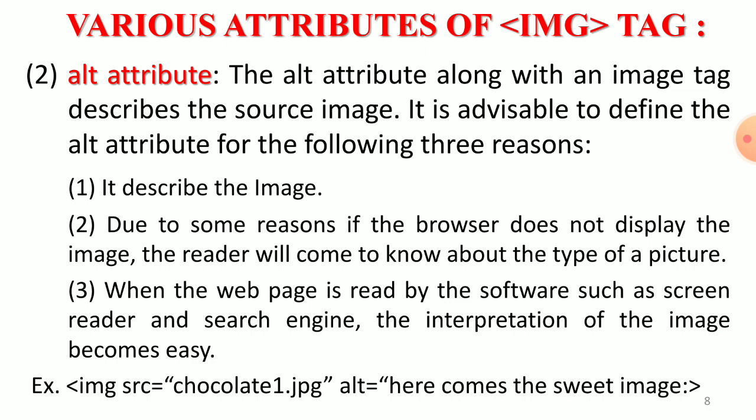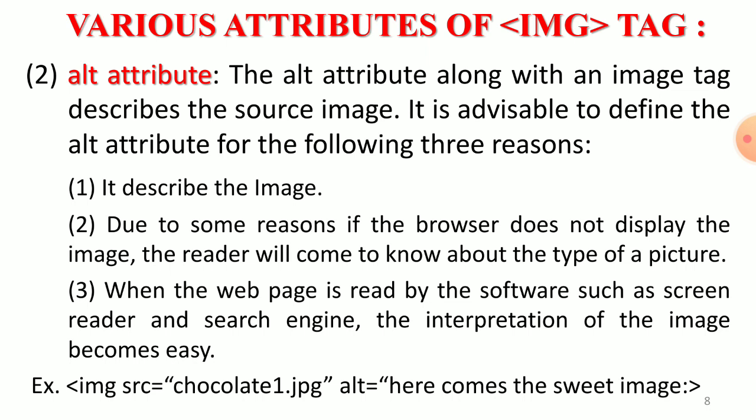describes the source image. It is advisable to define the ALT attribute for the following three reasons. First, it describes the image. Second, due to some reasons, if the browser does not display the image, the reader will come to know about the type of picture. Third, when the web page is read by software such as a screen reader, a special software designed for visually challenged people, and by search engines, the interpretation of the image becomes easy.